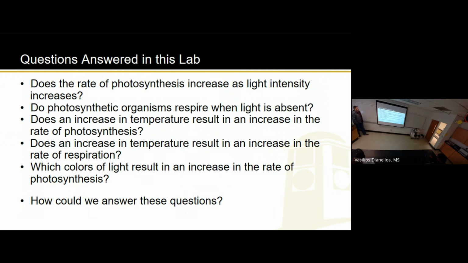Another question is, do photosynthetic organisms not photosynthesize, but do they respire when there is no light? Then we're going to ask, does an increase in temperature result in an increase in the rate of photosynthesis? In other words, does temperature affect the rate of photosynthesis? And then we'll ask, does temperature affect the rate of respiration? And then finally, which colors of light affect photosynthesis, result in more photosynthesis? So those are the questions. We're going to talk about all these separately.